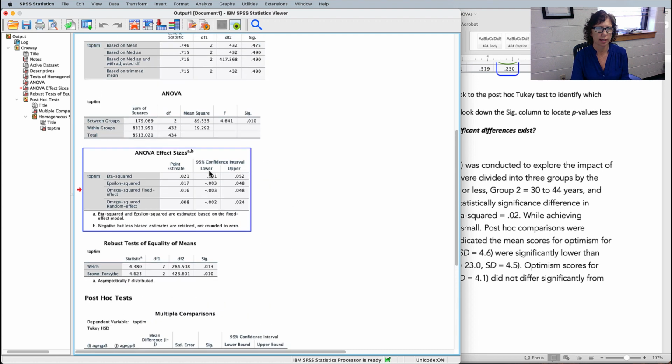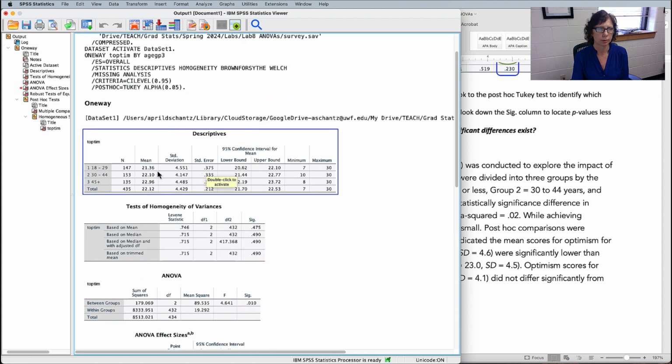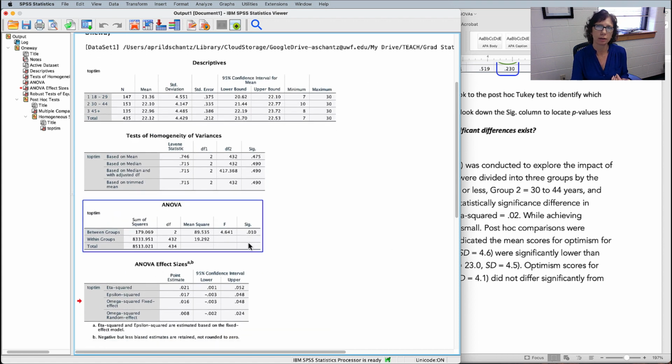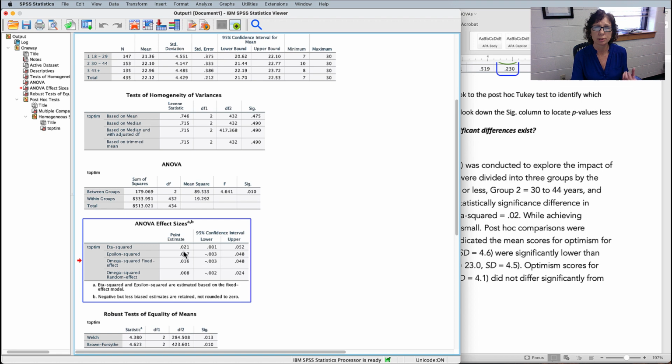And which one is higher there? Looking at our descriptives, group 1 was 21.4 and group 3 was 23.0 when we round to the 10th place. So it might not seem like a whole lot, and maybe that's why, even though we got a significant ANOVA, we still had a small effect size.